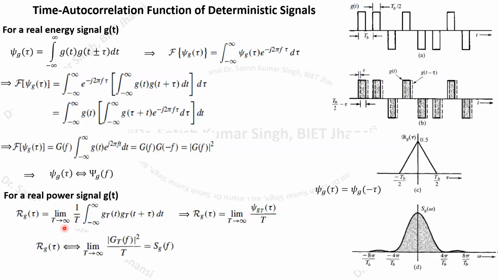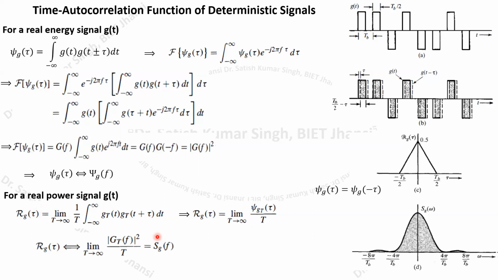And please make a little change in this particular expression, because I just wrote minus infinity to infinity. It should actually be minus T by 2 to plus T by 2, okay. So just make this correction. It is minus T by 2 to plus T by 2. So this way you can define this autocorrelation function for the real power signal. Okay.